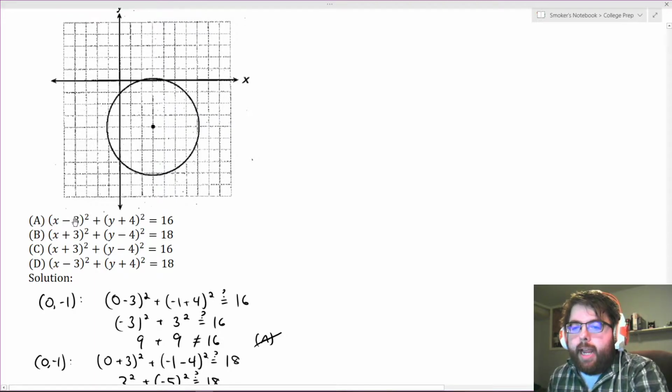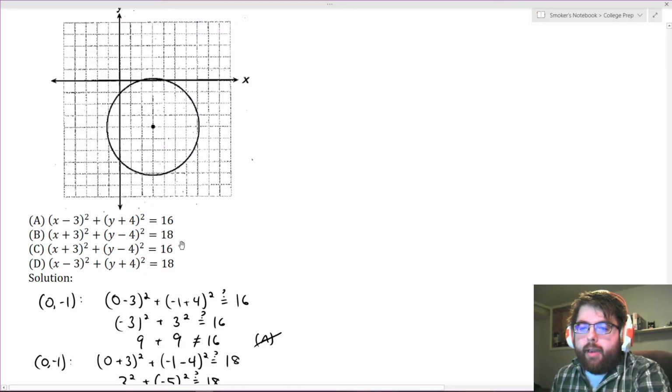If it's a positive 3 and a negative 4, we could actually save some time by eliminating B and C. Now, all of these say 3 and 4 here, but not all of them have the right sign. Remember, it's x minus the ordered pair and y minus the ordered pair. If the ordered pair is negative 4, then it would be y minus negative 4, and they're simplifying the y minus negative to plus. So the center of the circle is at 3, negative 4. These two, B and C, actually have the wrong center. This center would be negative 3, positive 4.